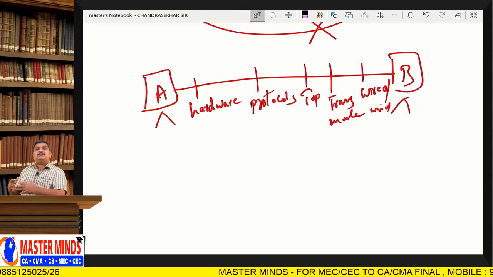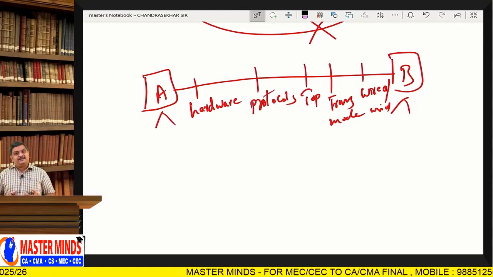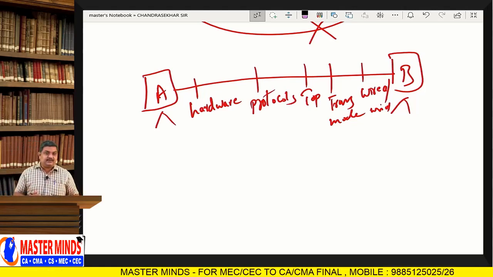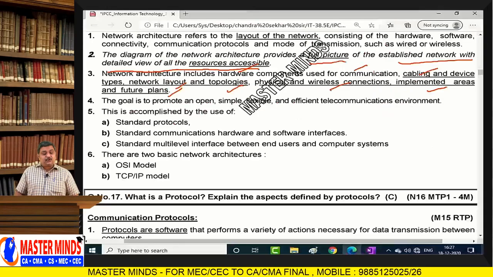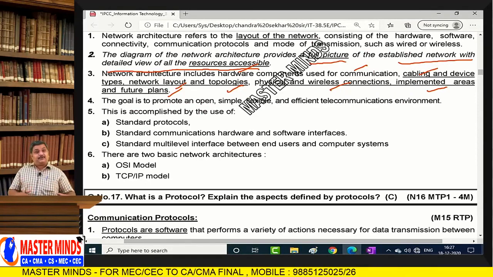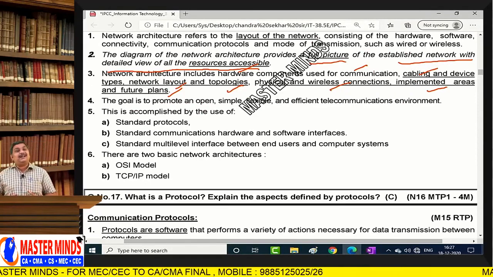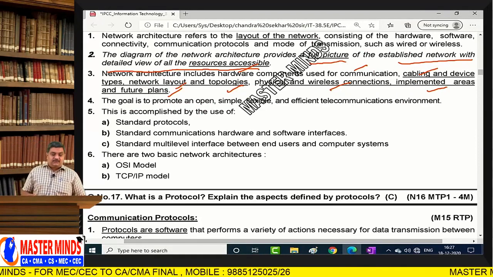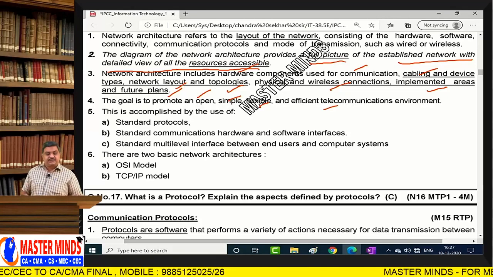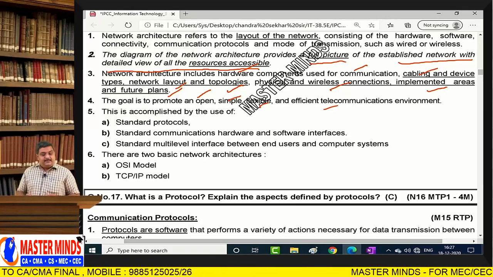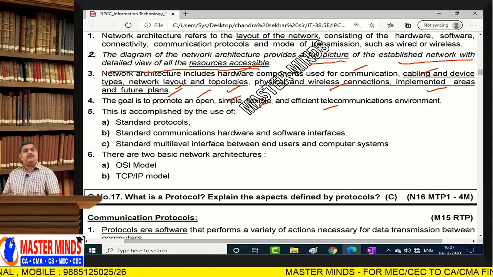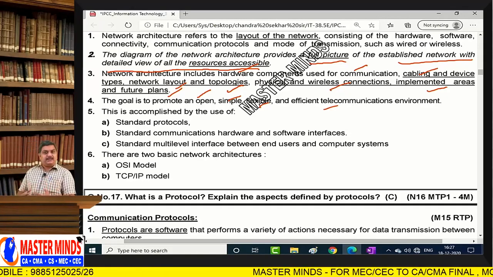So that is the most important thing you need to understand. These all things are required to build a network. That means without all these, transmission, sending of data from sender to receiver is not at all possible. Now the goal is to promote an open, simple, flexible and efficient telecommunications environment. See, we have to build a very simple, flexible and easily accessible network.